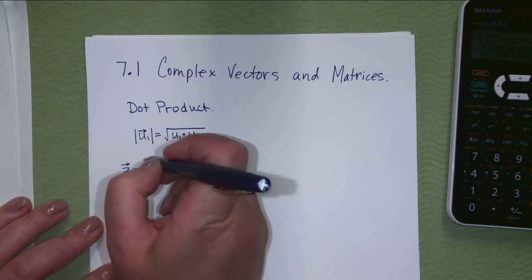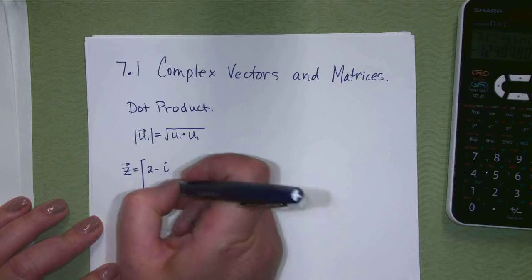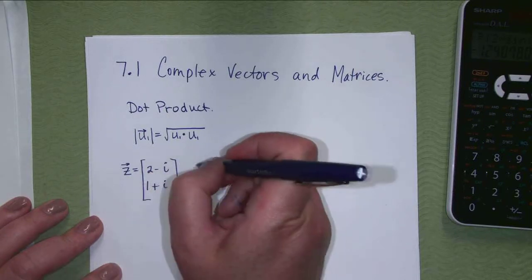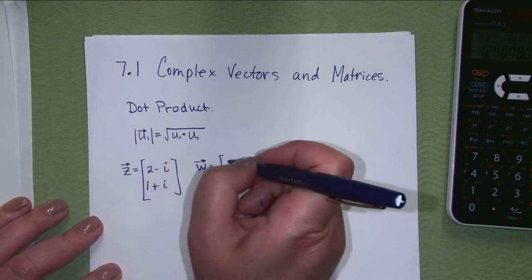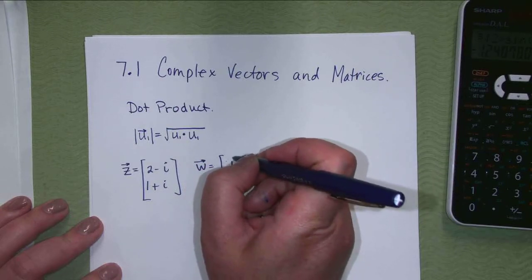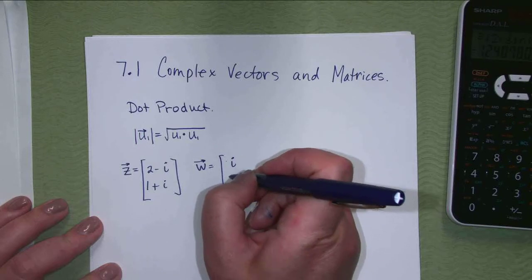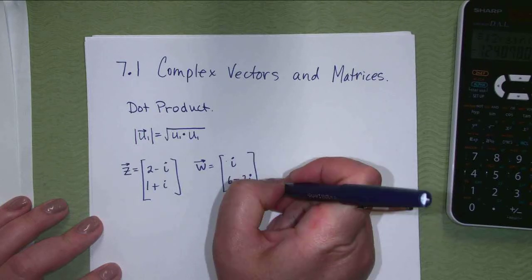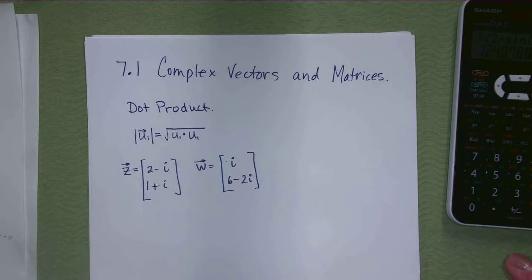as a vector equal to 2 minus i and 1 plus i, and w as i and 6 minus 2i. Okay, so we've got two vectors, just a column vector with two entries, a 2 by 1 vector. If we were to take the dot product of these, do we end up with complex numbers or not? What do you think?